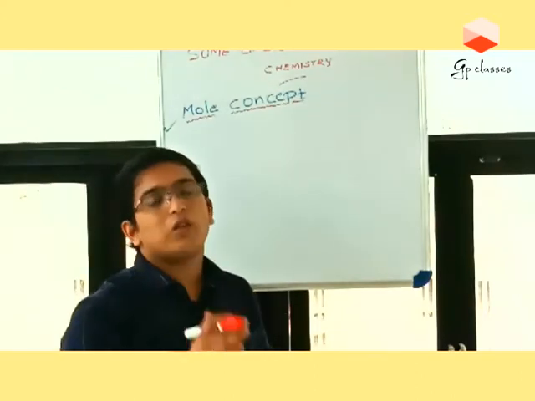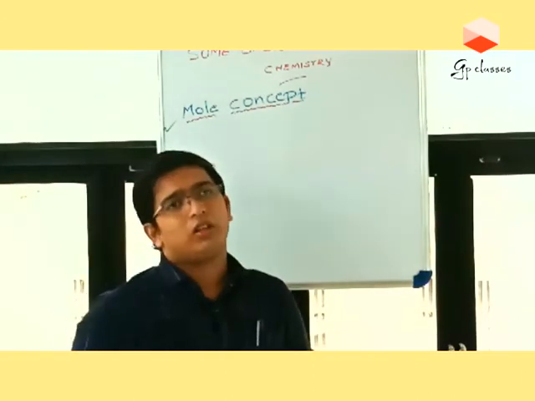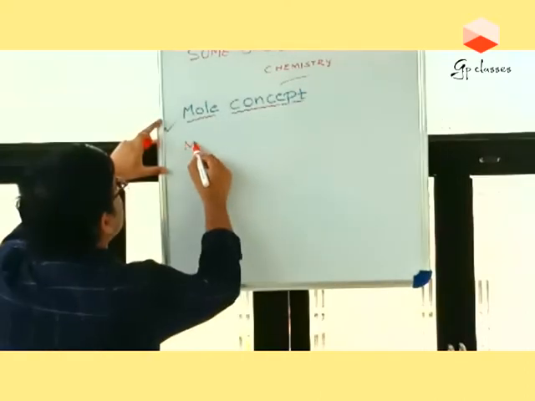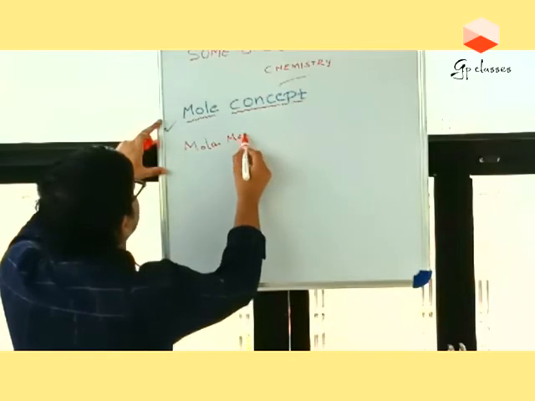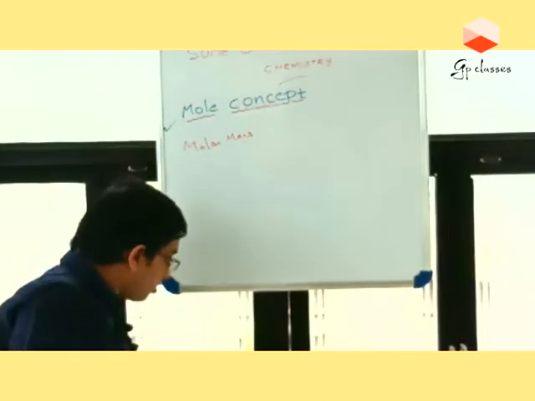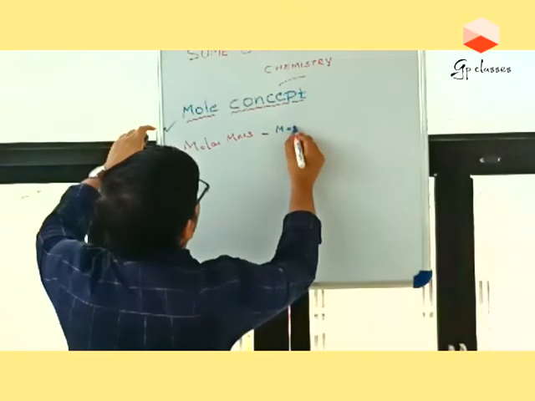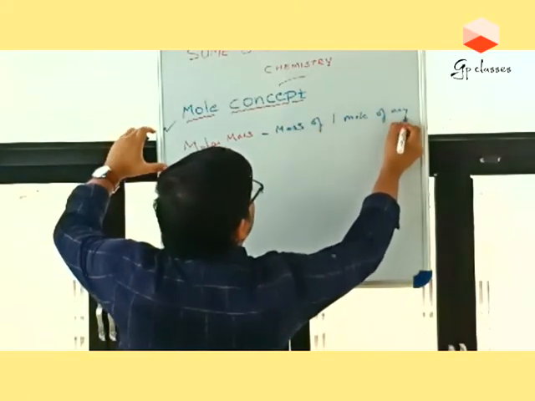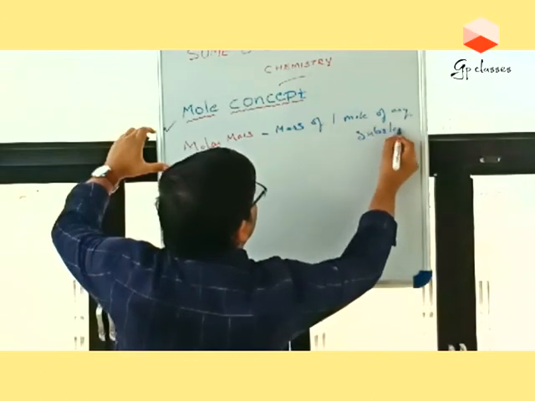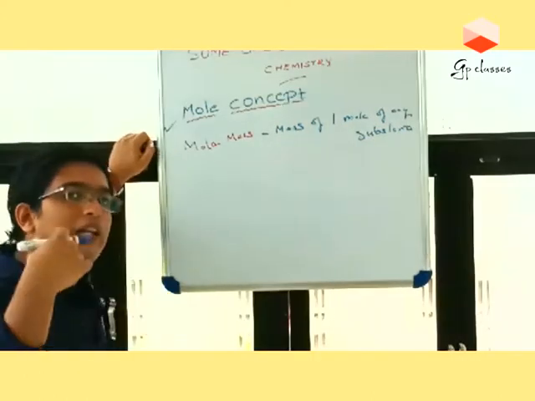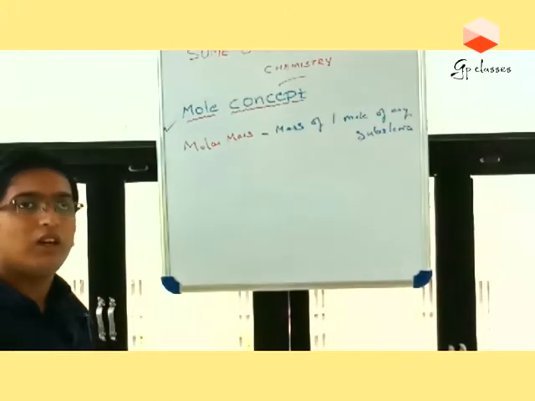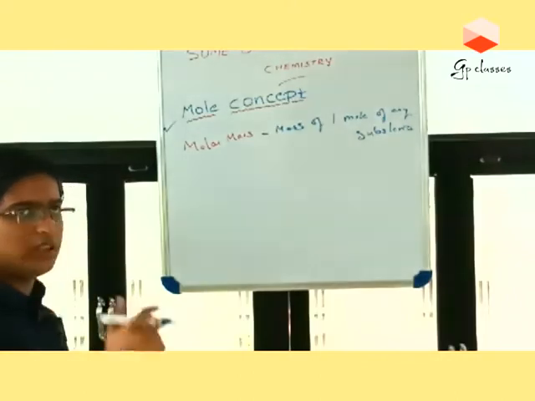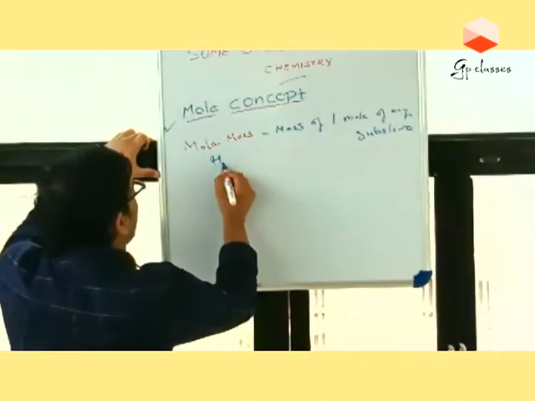Okay. Now let us look at what molar mass is. As the name suggests, it is the mass of 1 mole of a substance. So what is molar mass? It is the mass of 1 mole of any substance. Let's understand how to calculate it. Let's take the example of hydrogen itself, the H2 molecule.